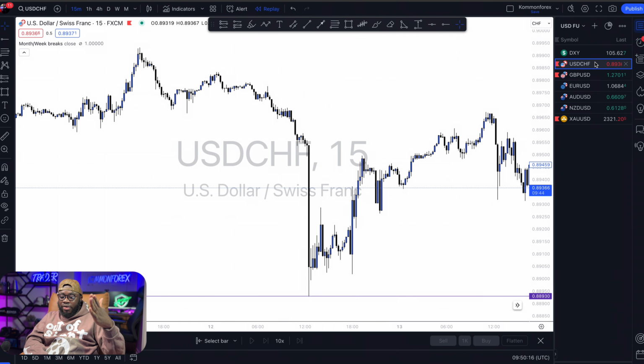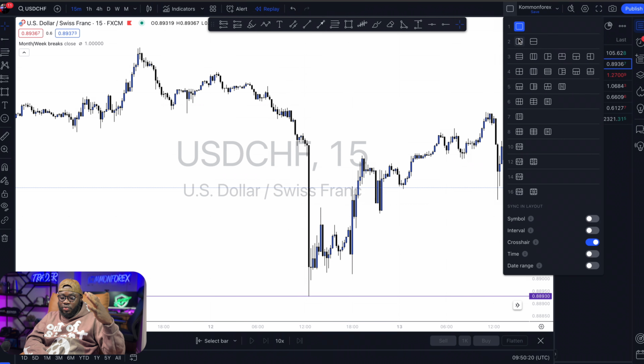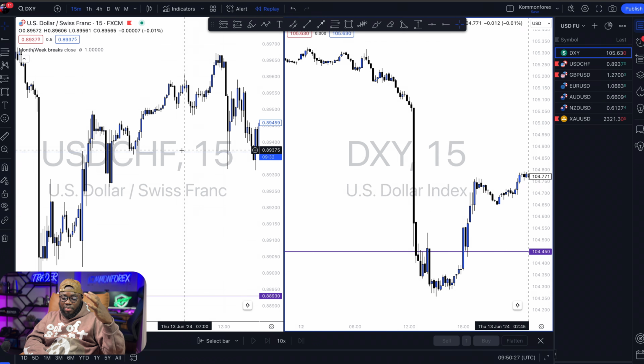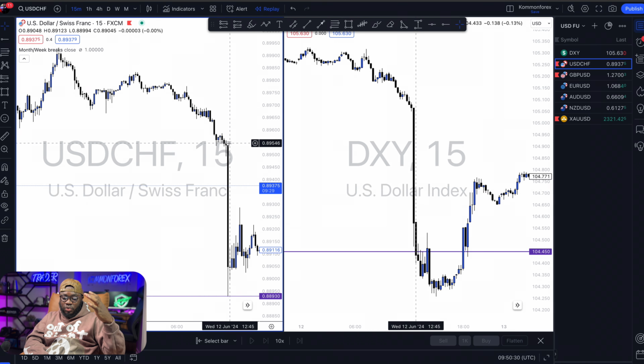Now, it also has a direct relationship with USD/CHF. Look at DXY and USD/CHF. Let me open them side by side so you understand it better. So look at DXY and look at USD/CHF. Let's go all the way back. So look at exactly what happened then. You also see it consolidates, then drops.